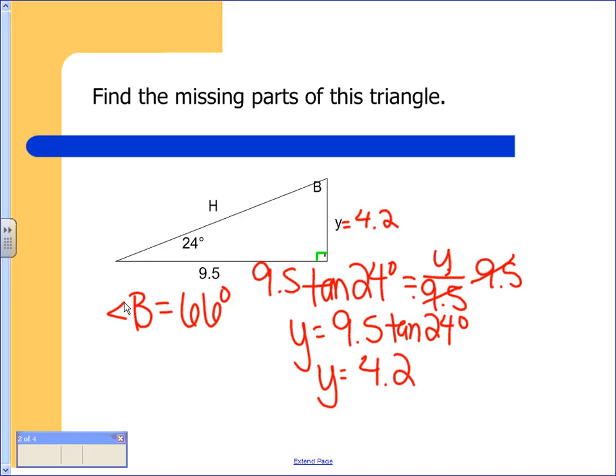Would I use it? You had to. It was just a variable. Cosine of what? Cosine of 24 degrees. What is the cosine of 24? Adjacent. What is adjacent? 9.5 over hypotenuse, which is h. Does that make sense? Do y'all see how that works? Any questions so far? Okay.